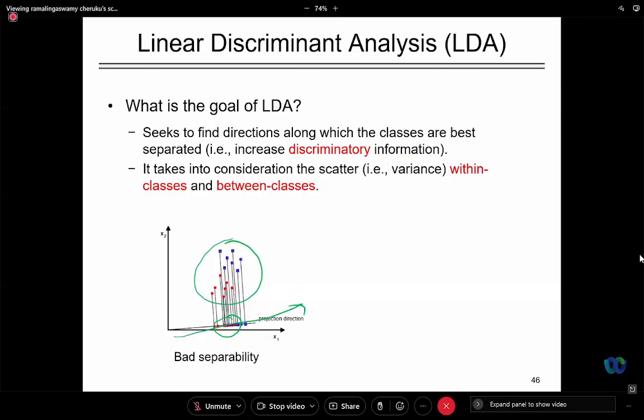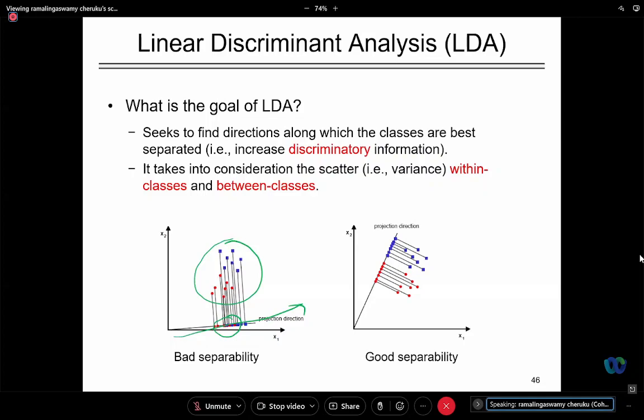Some samples are overlapped. So if an unknown sample comes, we cannot make any decision about it, right? So that's why we can say it is badly separable data. If you look at the same data sample when I'm projecting in this direction, all the blue dots are on one side and all the red dots are on the other side. So there exists a clear boundary.